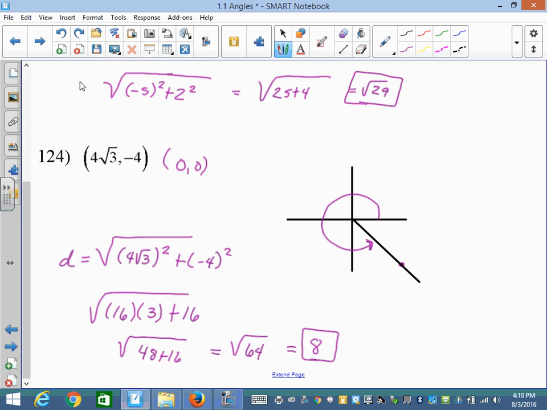Now, some people will look at this going, oh, hey, the radical 3, you get into your special triangles. We're not going to mess with those. All right, with that much said, I do believe this was the last example.